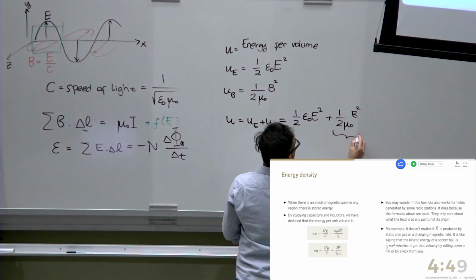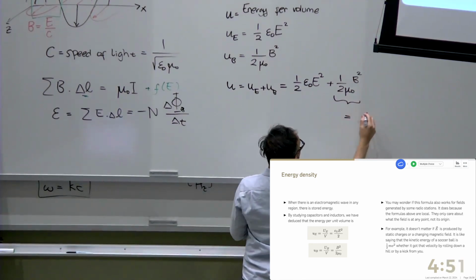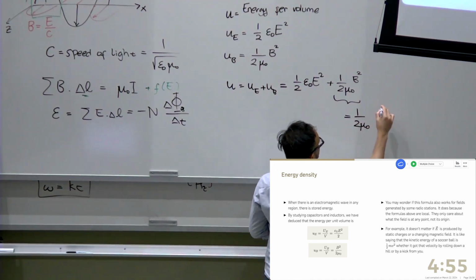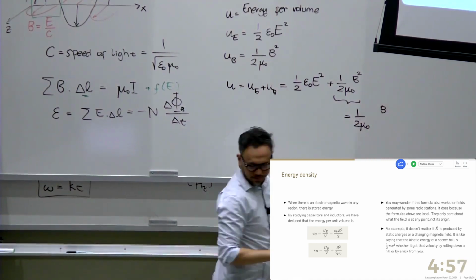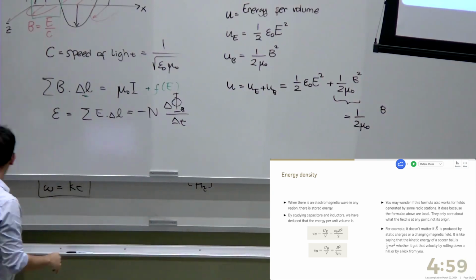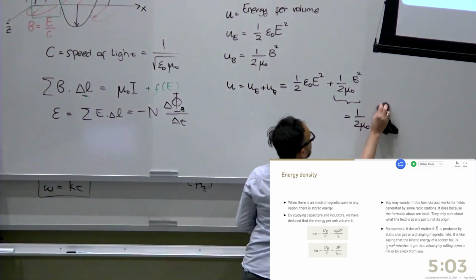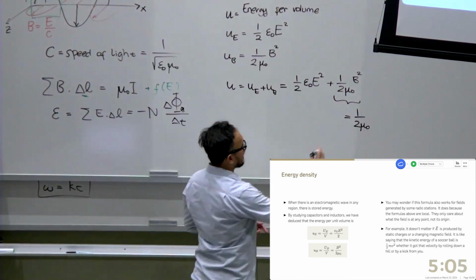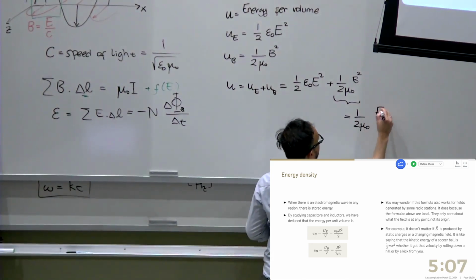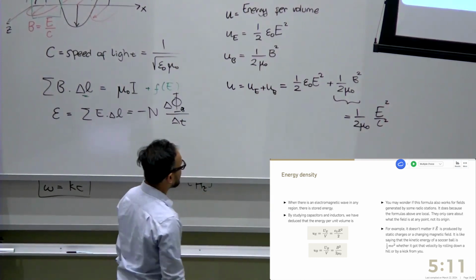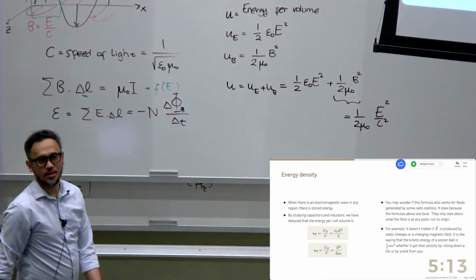And this one is equal to 1/2 mu naught times... What is B again? What is the strength of the magnetic field? The strength of the electric field divided by C. Is that correct?